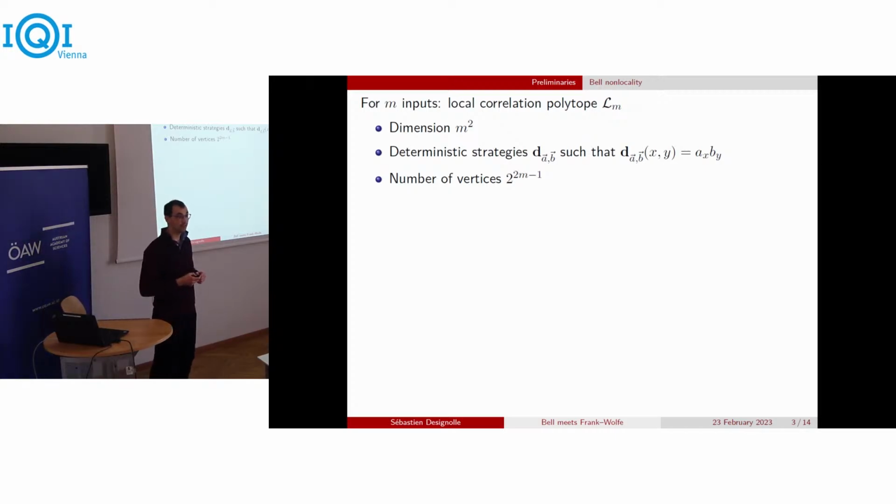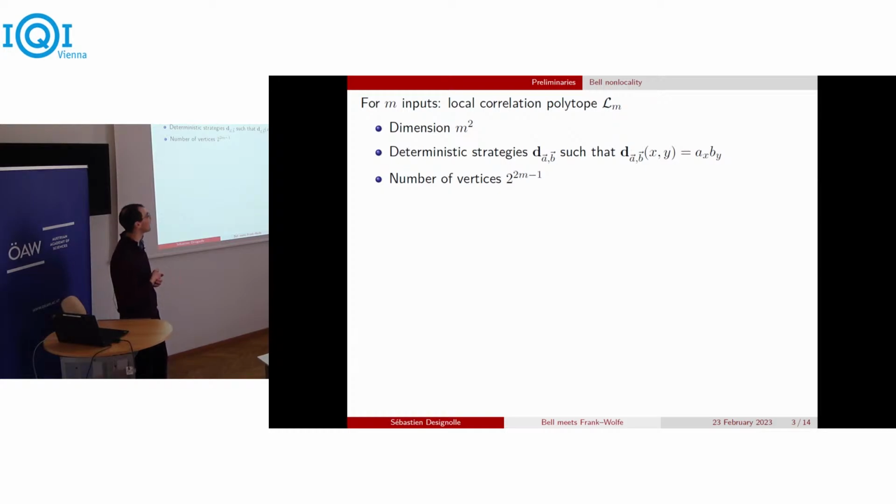Now, if I fix the number of inputs in my scenario, which I will call M throughout this talk, then what's accessible classically is a polytope. A polytope in dimension M squared, with no marginals at the moment, but the methods work for marginals as well. And whose vertices are given by those deterministic strategies, and there are a lot of them, because you can choose a plus or minus sign for each of the 2M outputs, A and B, and this amounts to a lot of vertices.